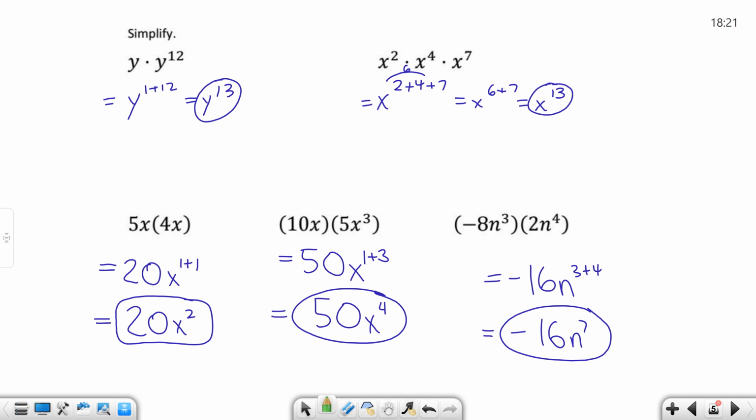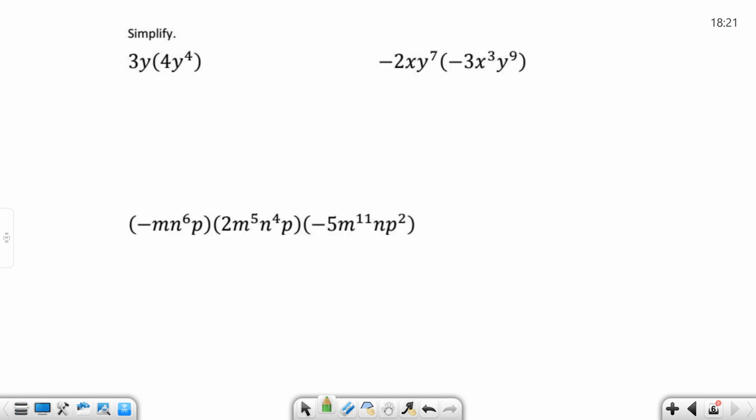All right, so let's look at just a few more maybe. So 3y times 4y to the 4th. This is very similar, right? So then, again, one term and one term. So 3 times 4 is 12. And then we say y to the 1 plus 4 is y to the 5th. And many of you wrote down 12y to the 5th already, and that's great. 12y to the 5th.